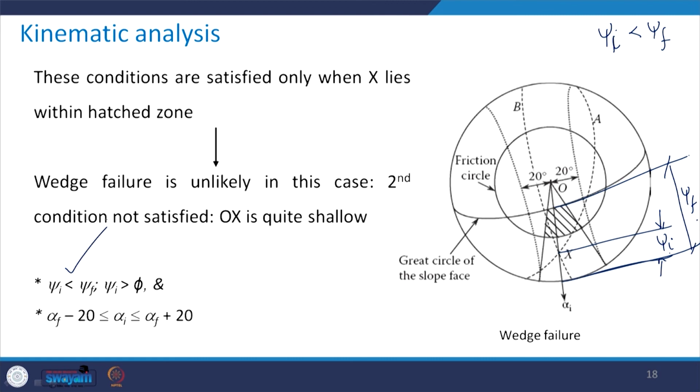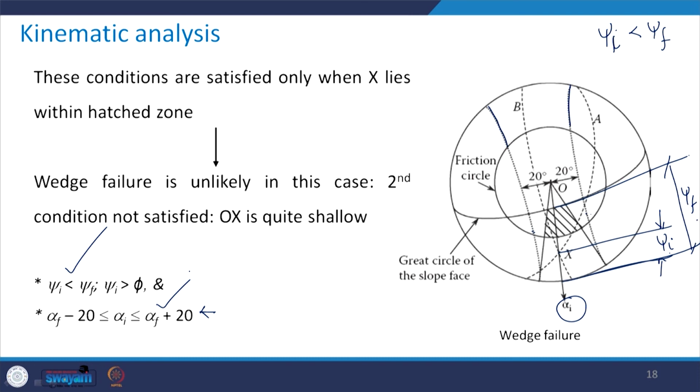Now, come to this condition, that is, what about its dip direction? Its dip direction here is, you see, alpha i, which, from the north, is this alpha i, and then plus minus 20 latitude we have taken like this. So, this is the first one and this is the second one. Now, this alpha i in this case is lying within this zone. So, this is also satisfied.